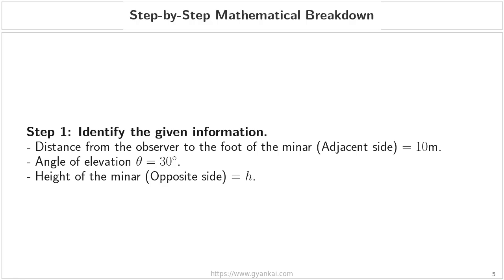Step-by-step mathematical breakdown. First, let's look at step 1, where we identify exactly what information we have been given. From our example, we know the distance from the observer to the foot of the Minar, which acts as our adjacent side, is 10 meters. We also have our angle of elevation, theta, which is 30 degrees. Finally, we have our unknown variable, the height of the Minar, which we will represent as h, also known as the opposite side.